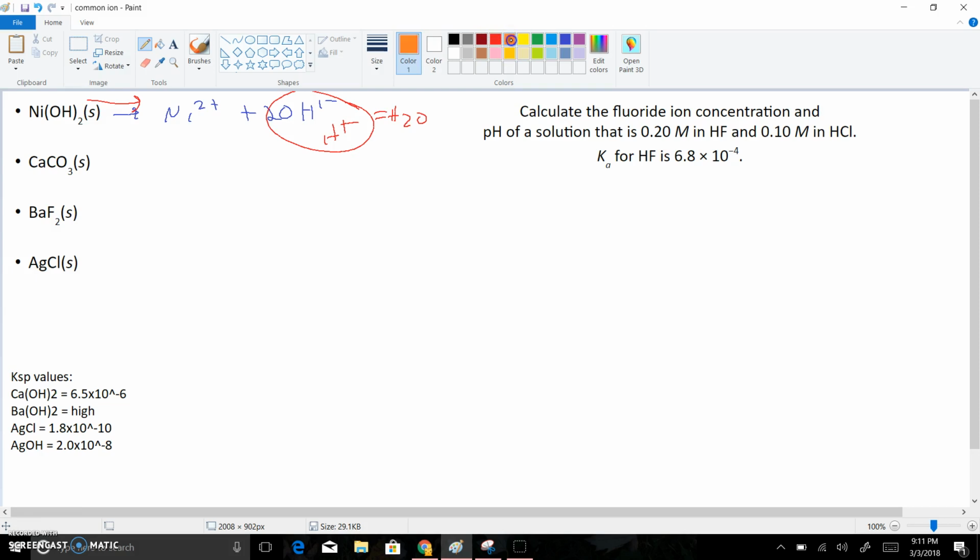On the other hand, if I tried to add OH-, adding OH- would add too much to this side, so it would shift left to create more solid. It would be less soluble in a basic solution. Okay, let's try another one.